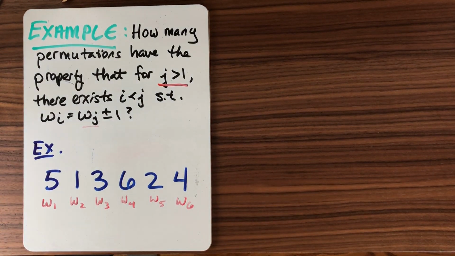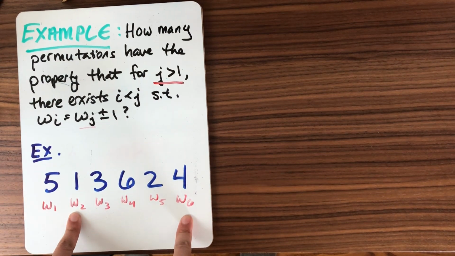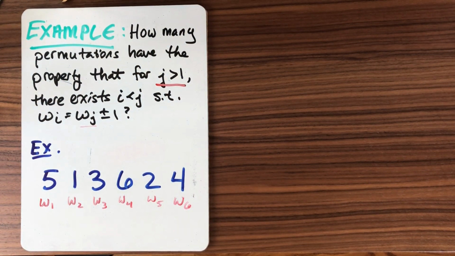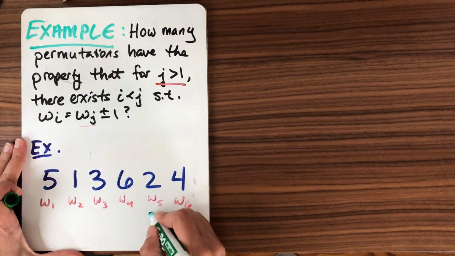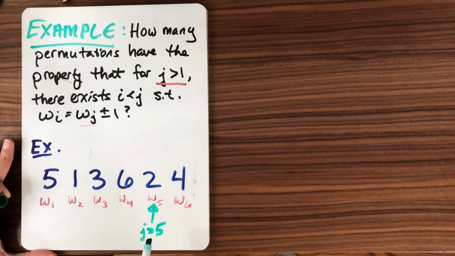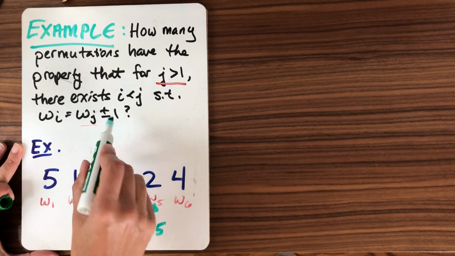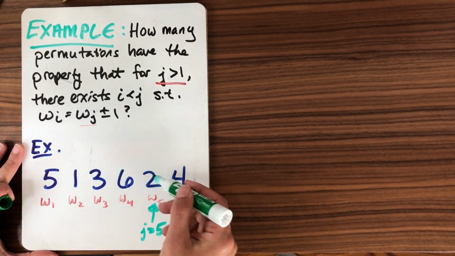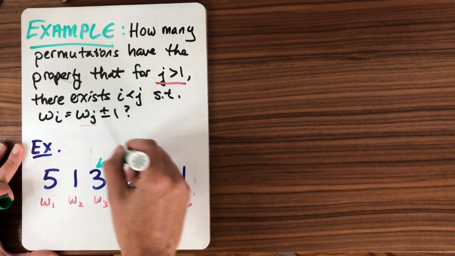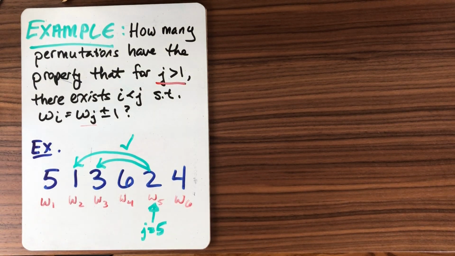Okay, that should help. So this condition is that for any j I pick that's at least 1, let's just take w5. This is going to be the case that j equals 5. There needs to be an i less than j, so something to its left, such that w_i is w_j plus or minus 1. That means I look to the left and I want to see the number 1 or 3. Well, in fact, I see them both, so okay, good.